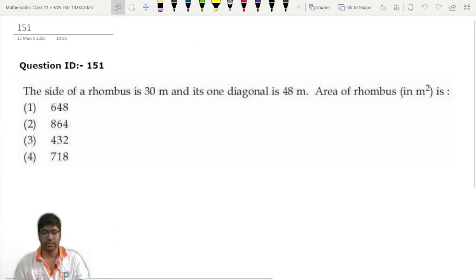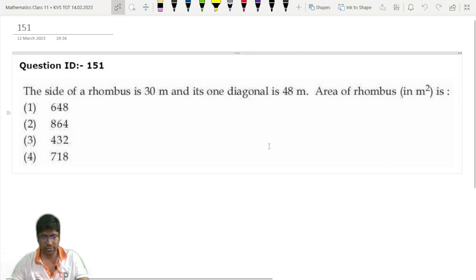So anyway, without delaying, let's start today's session. Let us go to the screen. So this is question number 151. We will see what they are asking in this question.